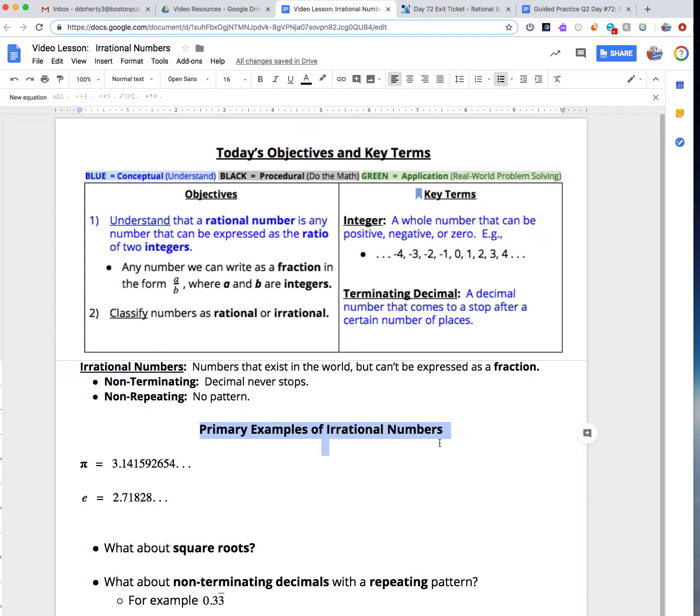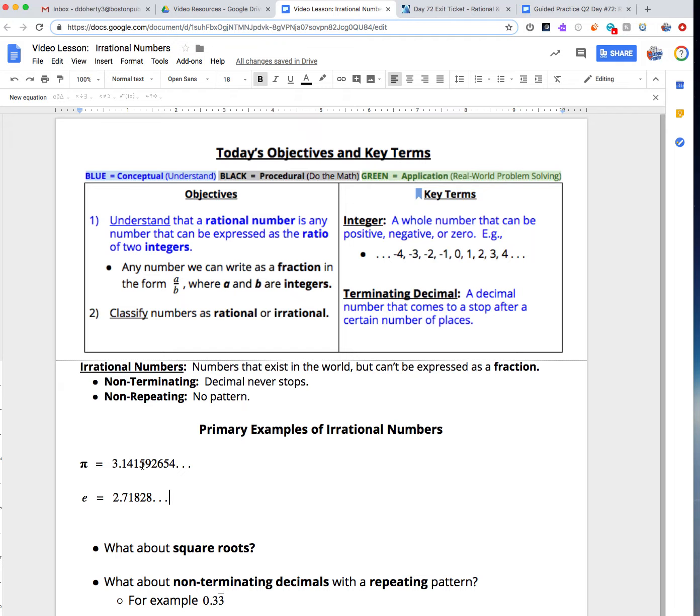Some of the primary examples we're going to see of irrational numbers, the first one you worked with in 7th grade that you didn't know was irrational at the time, was pi. We had an estimate for it of 3.14 that we use a lot of times, but the real value for pi is 3.1415926554. It doesn't stop here, it keeps going forever. It's non-terminating. And as you can see, there's no pattern, there's no repetition here.